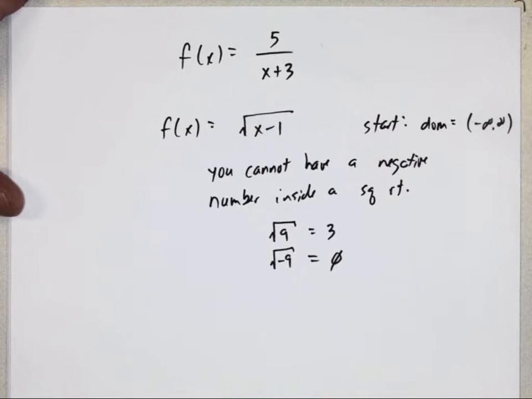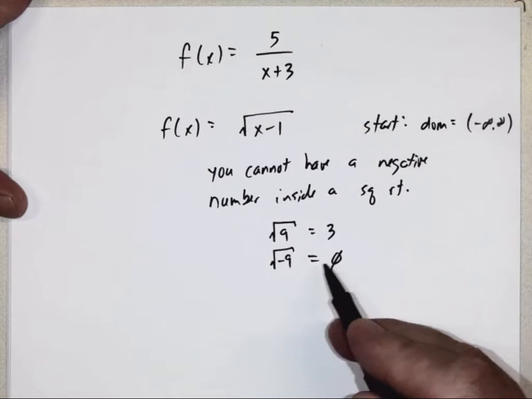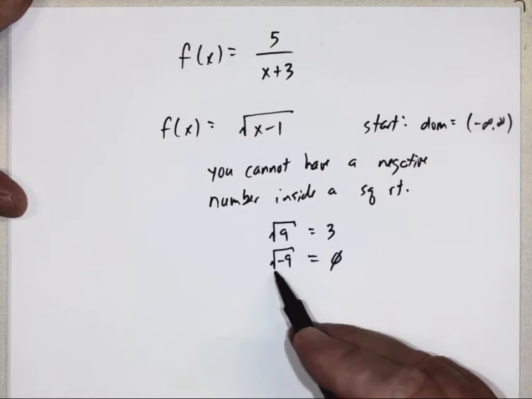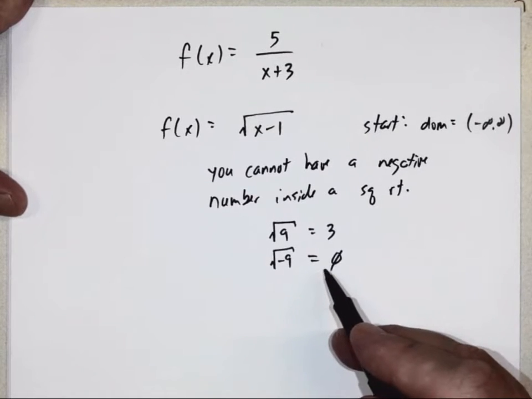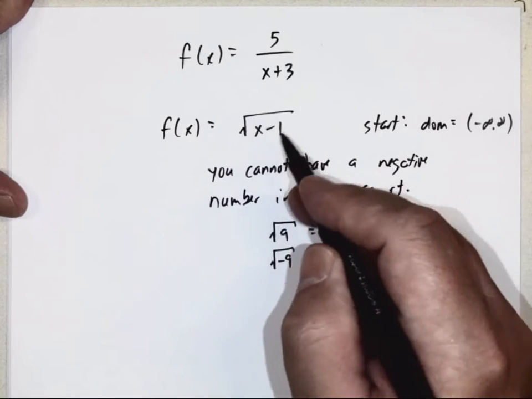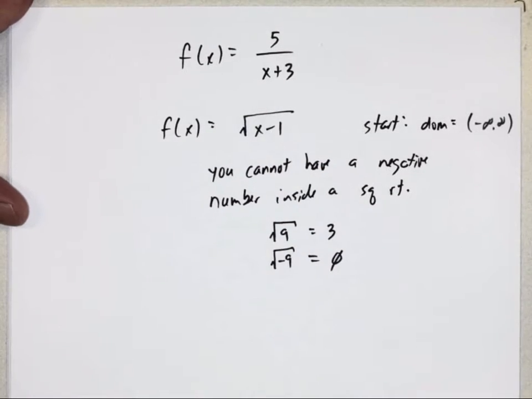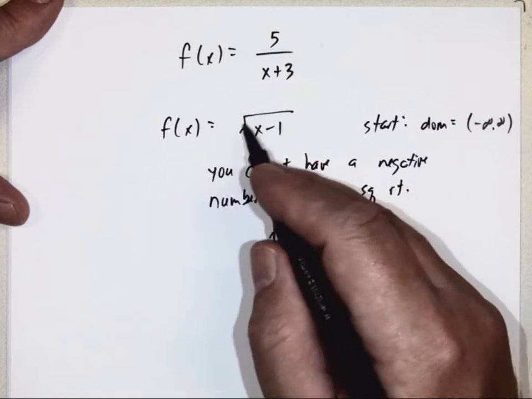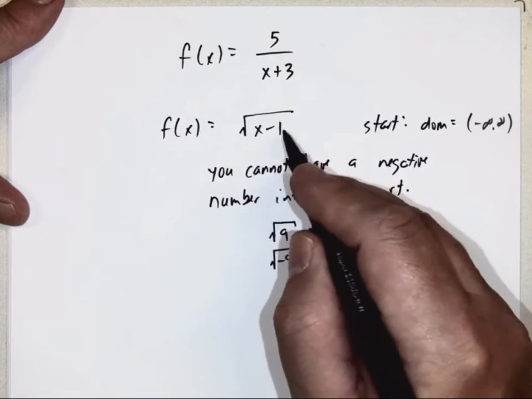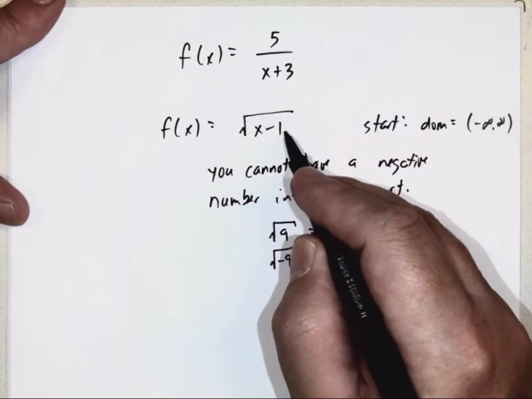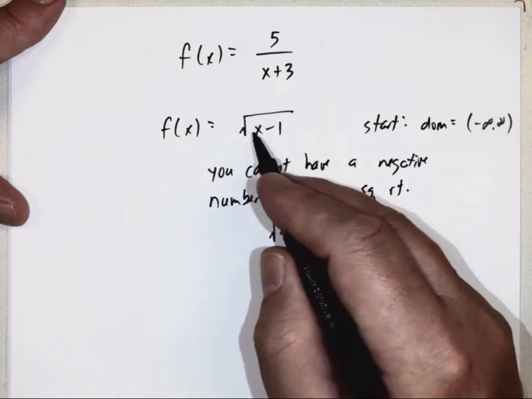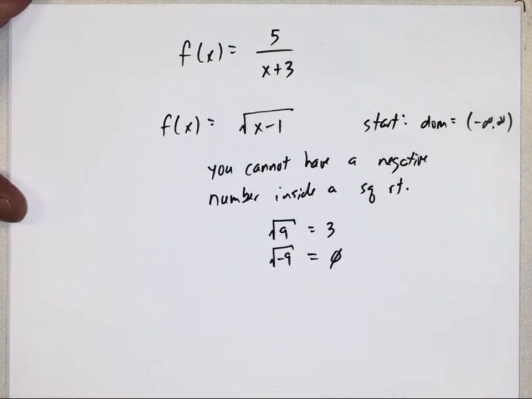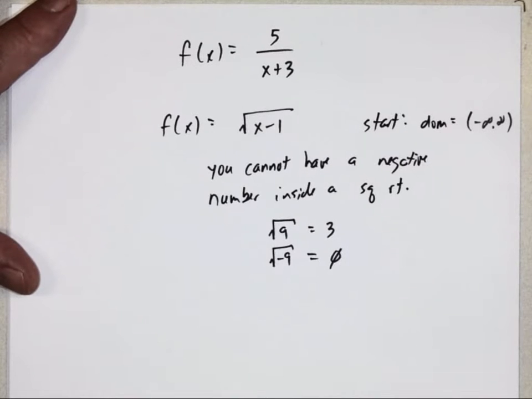Now if we wanted to, we could turn it into a complex number. We're not working with complex numbers here now. We're working with all real numbers. So what do you do? How does this affect my domain? What has to occur? Basically, I need to make sure that the stuff under the square root is a positive number or 0.